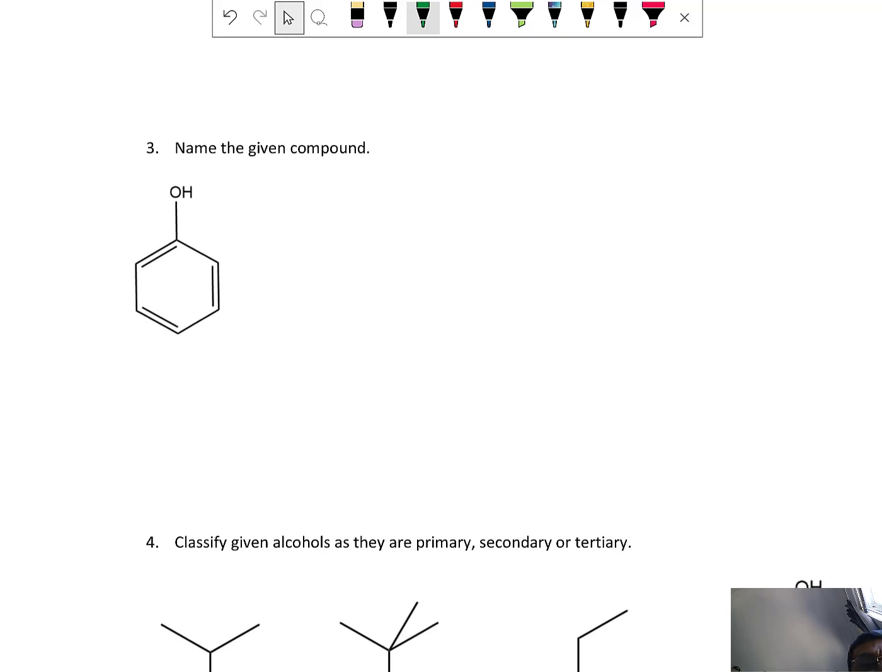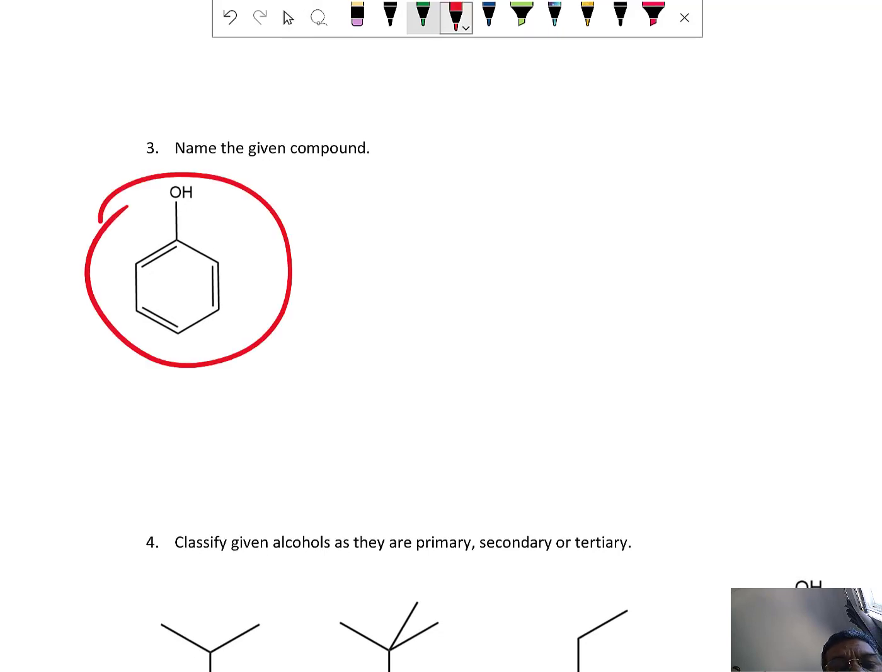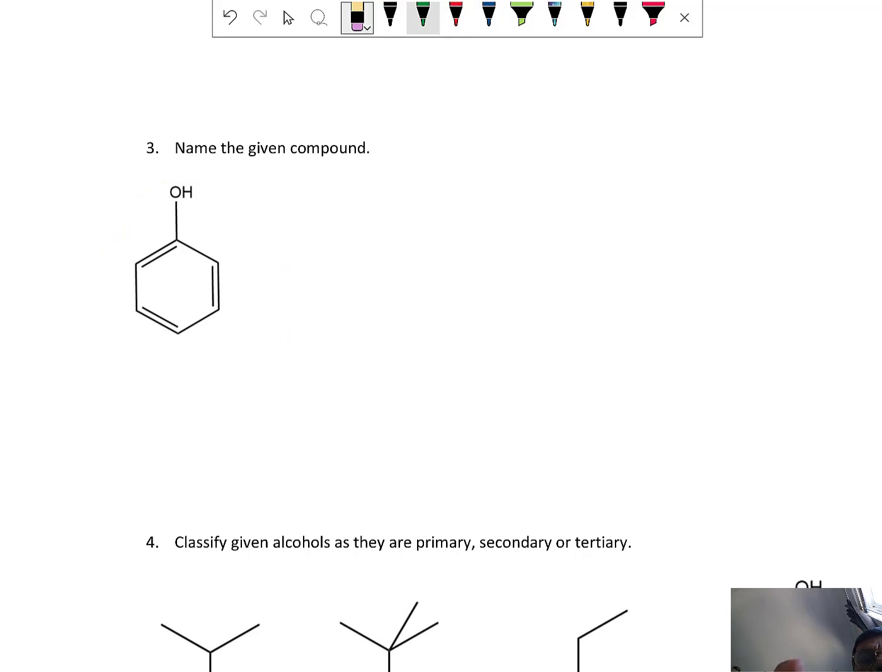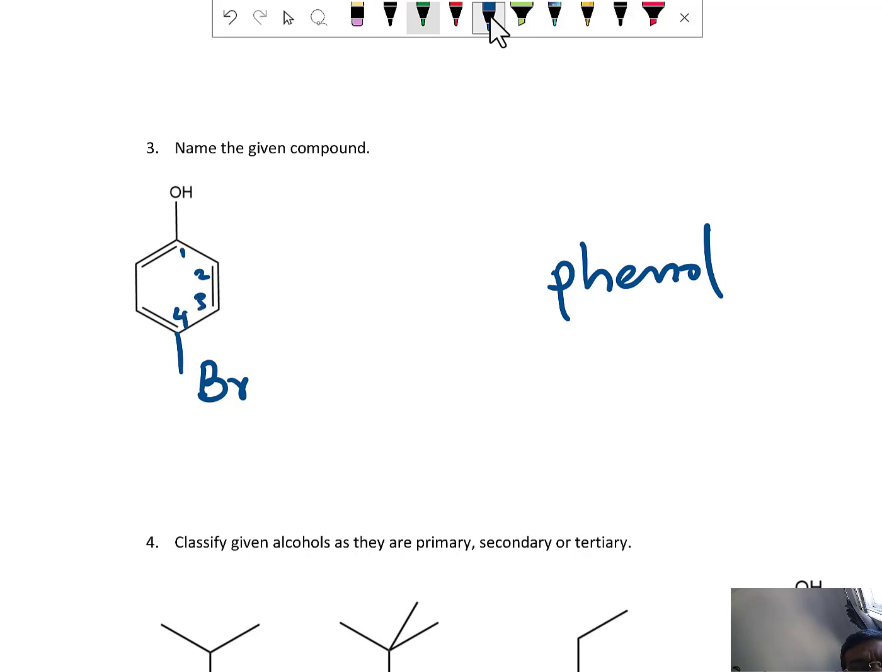Let's name this compound. Just look at it, and that's actually phenol. Let me make it a little bit complicated. Okay, so let's say I have a group here, bromo, right? Then I should number it, and it's a phenol. I should say it's phenol for sure, and then I should number it 1, 2, 3, 4. Right, that's all I need for now, and it's a phenol and the 4-bromo. Right, okay, if you need, break it into the substituent and the functional group, right?